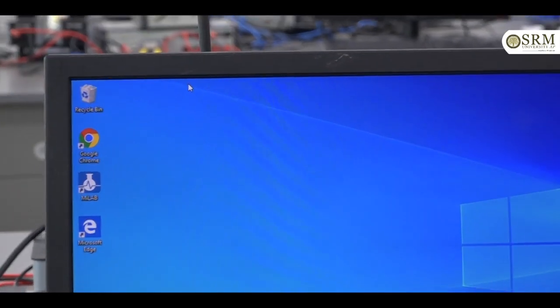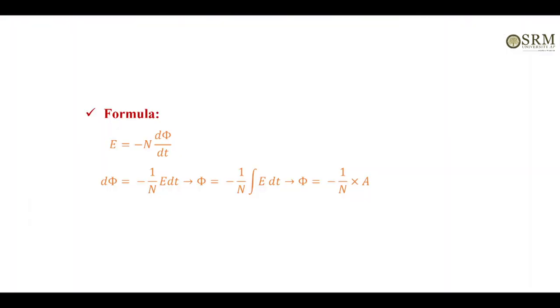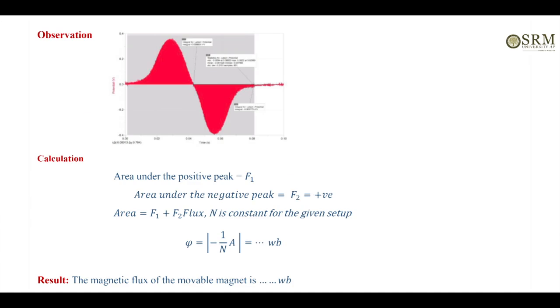These are all the components. Our formula here is to find the magnetic flux, phi equals minus 1 by N into area. Here we get the graph between voltage and time, and from that graph we get a peak. We divide this peak into two parts, the first part is F1 and the second part is F2. When we add those two parts, F1 plus F2, that is our area.